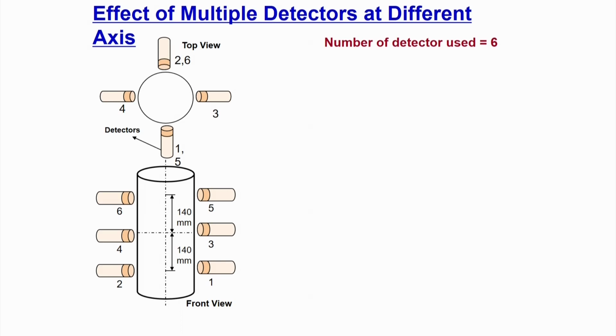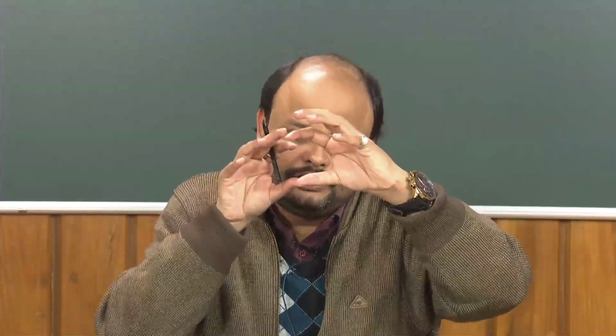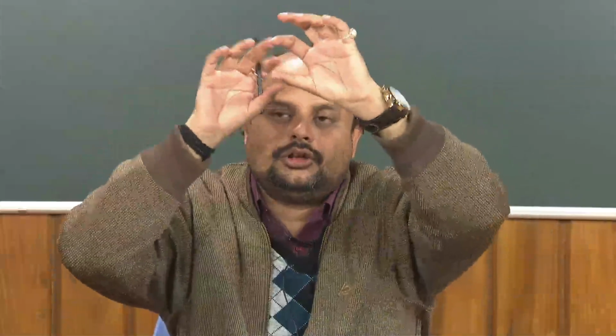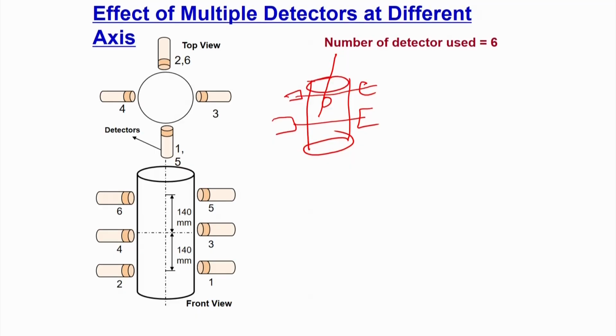We put 6 detectors, placing 2 detectors on one plane, and they are staggered. Staggered means, suppose this is the column, 2 detectors in this plane are placed at this angle. 2 detectors are placed in the next plane at this angle. Then again 2 detectors are placed in the next plane at this angle. So, they are staggered: 2 at say 0 and 180, 2 on the other plane at 90 and 270, then again 0 and 180, then 90 and 270. In that way we are staggering the detectors.